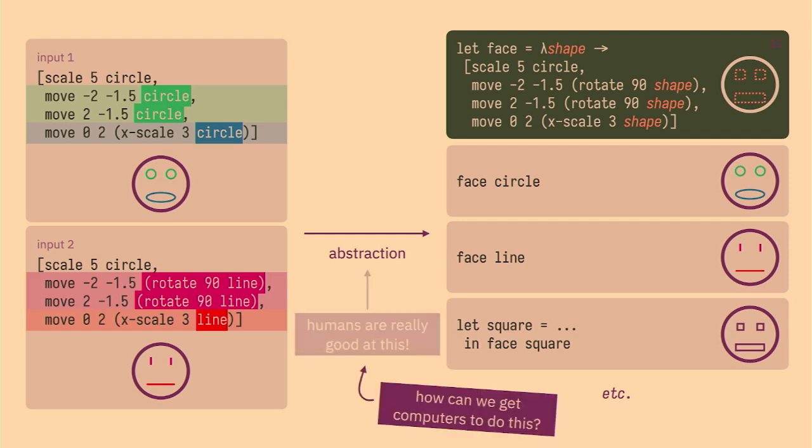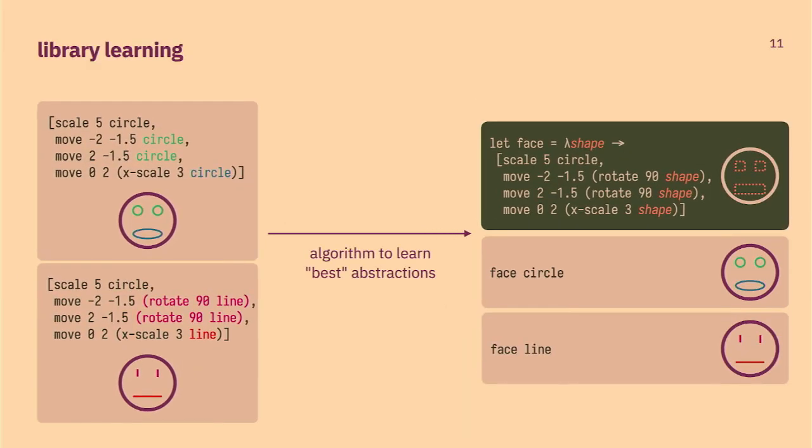But what if we could get computers to do this abstraction step? What if computers could look at a bunch of programs, see where they share a common structure, and give you back functions that can be reused across your input corpus of programs? This is the problem of library learning. The computer is given an input corpus of programs, and it gives you back a list of common abstractions that can be used to re-express our original programs.